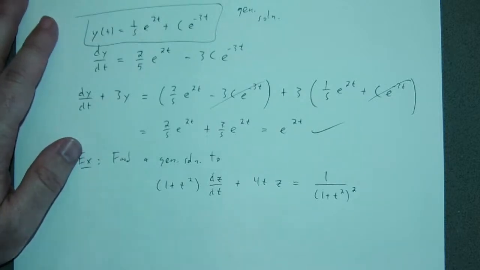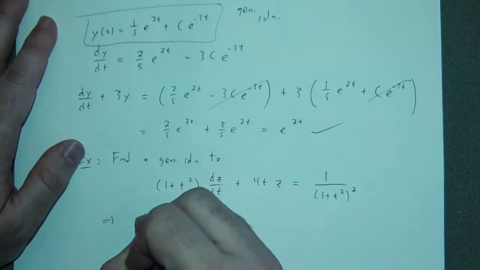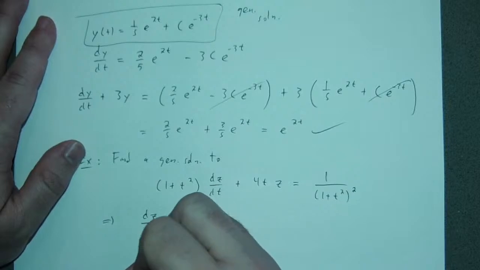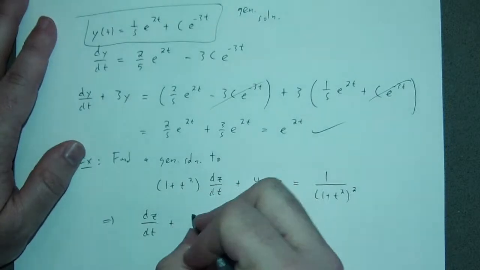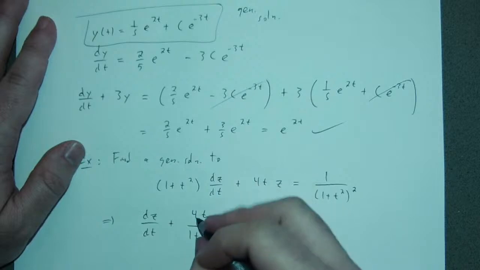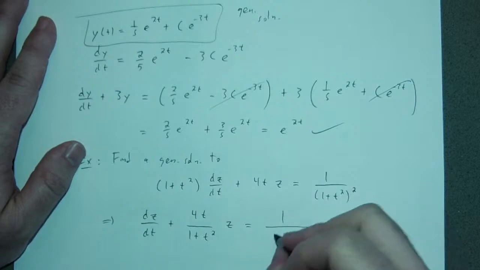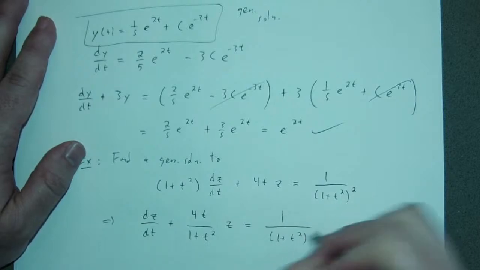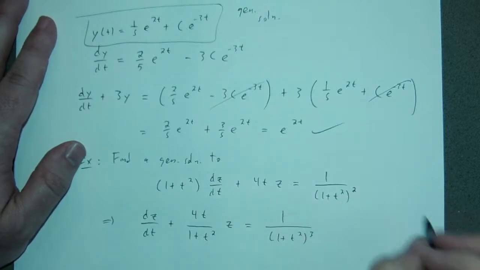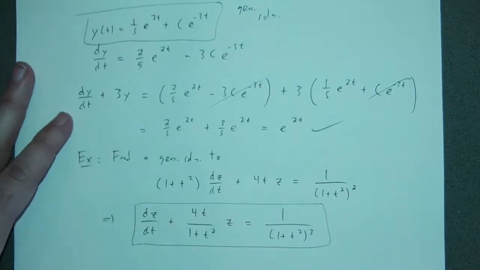What is this in linear normal form? Well, if I divide through by 1 plus t squared here, what I get is dz dt plus 4t over 1 plus t squared times z is equal to 1 over 1 plus t squared. Instead of squared, this is cubed now. So here is the differential equation in question.